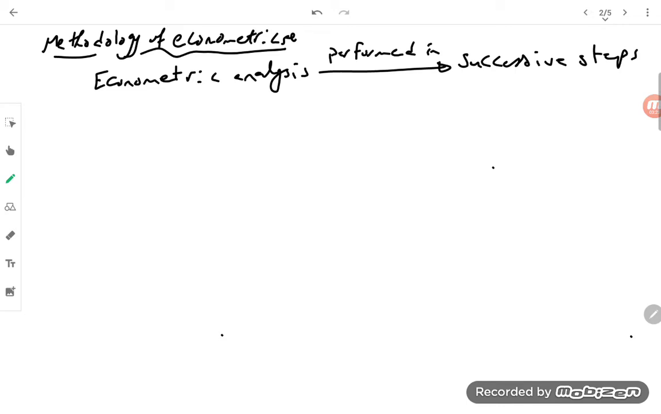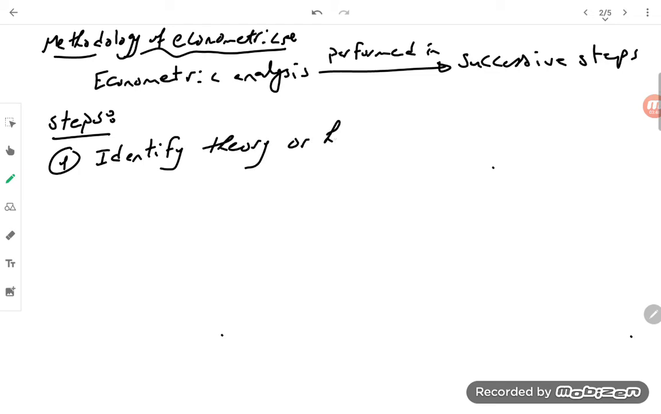Step number 1. Identify theory or hypothesis. Say, for example, you would like to study the relationship between quantity demanded of any product and its price. So according to economic theory, there is a negative relationship between quantity demanded and the price. So this is the identification of theory.